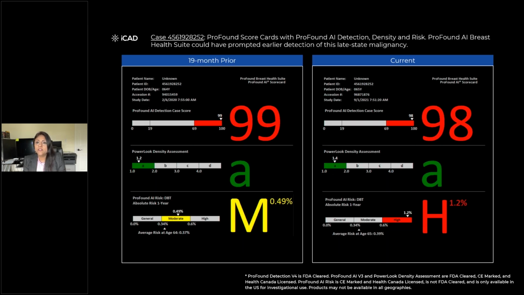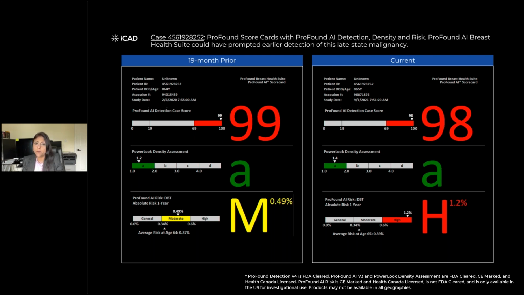Thank you. And here I can show you the scorecard, which not only gives you the lesion with the highest K-score, it also provides you with a breast density. And also overall, looking at the whole mammogram, it provides you with the patient's risk of developing breast cancer over the next 1 to 2 years. On the scorecard from 19 months ago, this patient had a 99% K-score, which was due to the lesion that was identified in the retroareolar right breast. And at that time, her risk assessment was moderate.